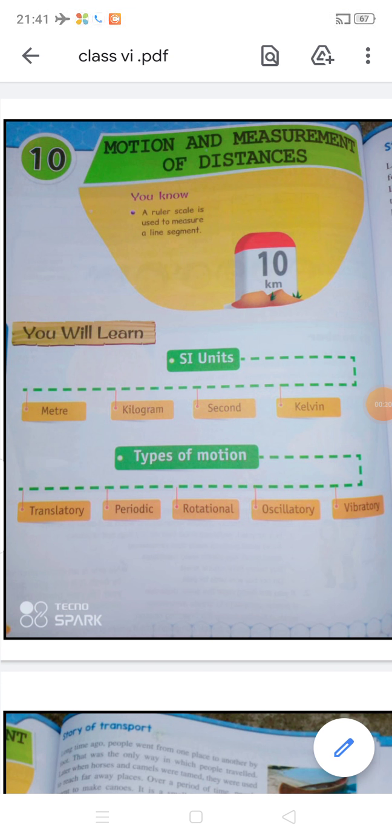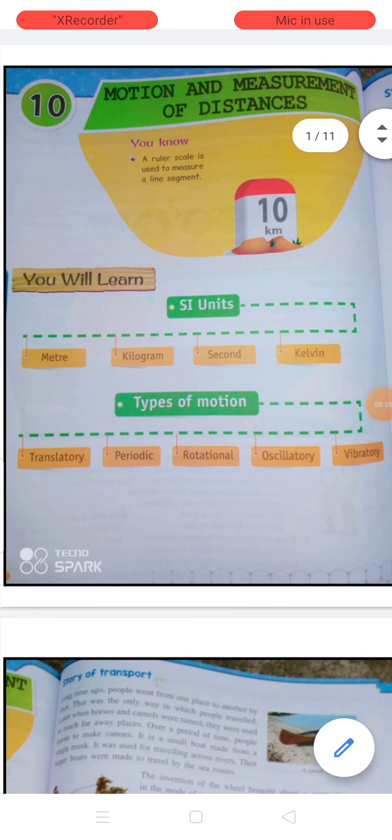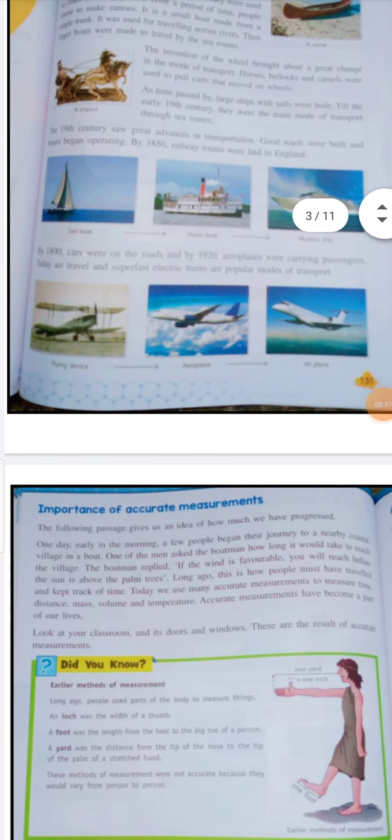The lecture of motion and measurement of distances. First of all, we have discussed the motion and types of motion. Again, we come to the topic of measurement of distances. Okay, so let's begin.